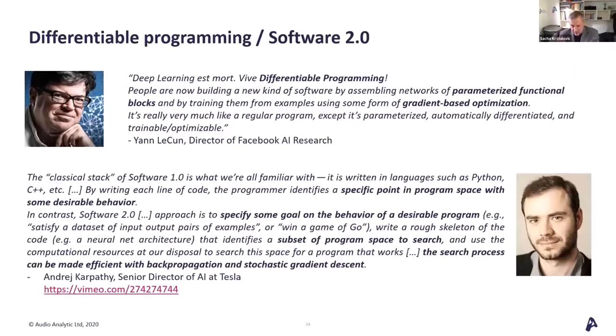Karpathy has a different way of explaining a similar thing. When you're programming something, say in Python or C, you're focusing on one specific point in a program space with some desirable behavior. So rather than doing that, why not specify some goal for the behavior of your program? You want your program to recognize sounds or recognize images or whatever. Then you specify a skeleton of the code, which in that case is embodied by DNN architectures, and you identify a subset of program space to search. I'll come back to that in a minute. The search process can be made efficient with backpropagation and stochastic gradient descent. So rather than programming something, you define a structure of program, a program space, and you search that.